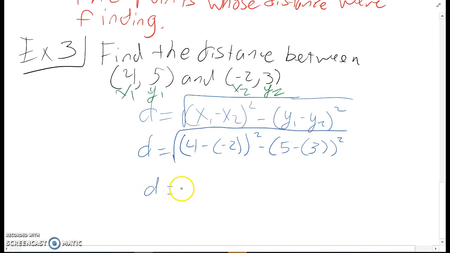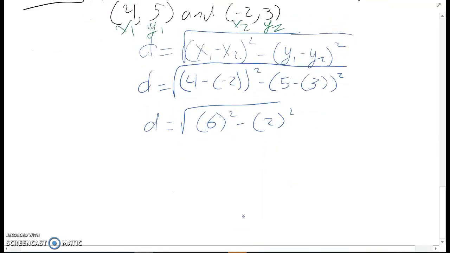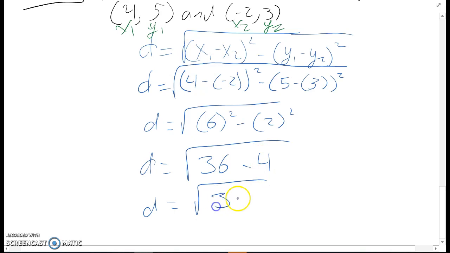So equals the square root of 4 minus negative 2 is 6 squared minus 5 minus 3 is 2 squared. I need a little more room. So it's pretty straightforward. You're literally just going through and substituting those values. The square root, 6 squared is 36, minus 2 squared is 4. Distance equals the square root of 32.